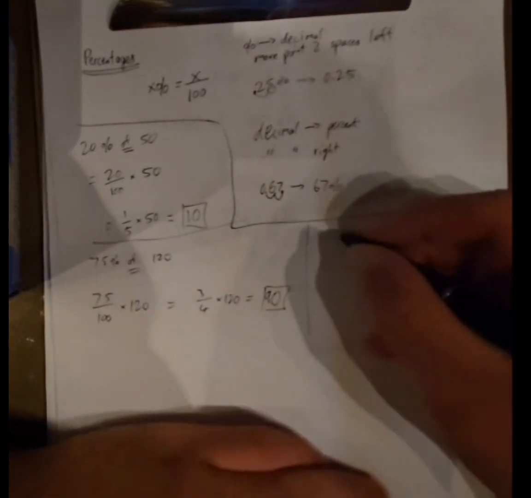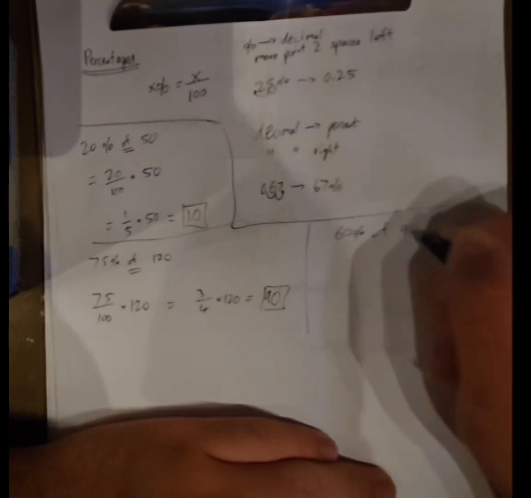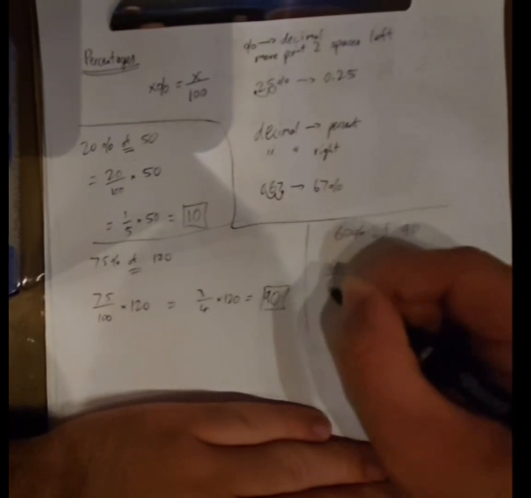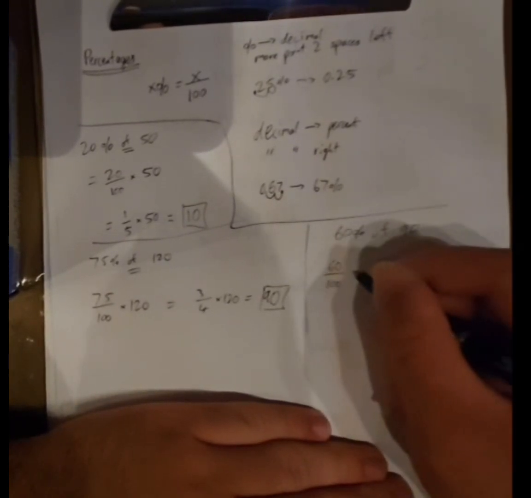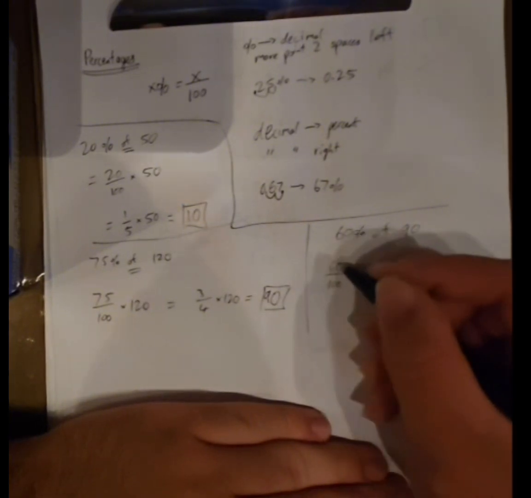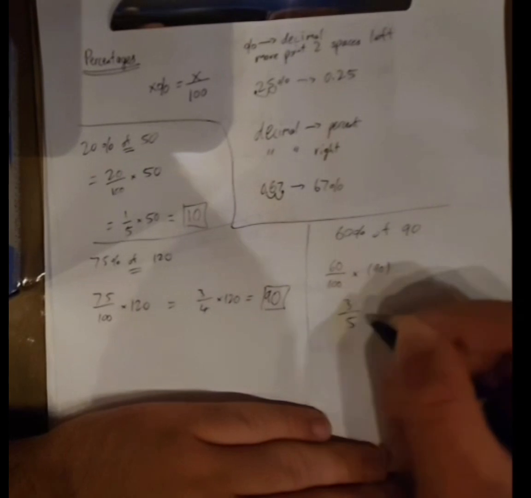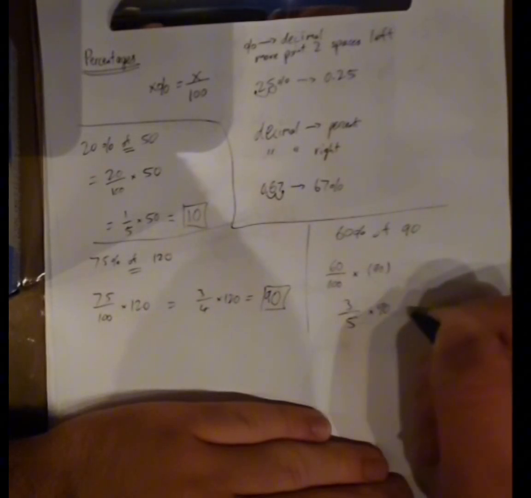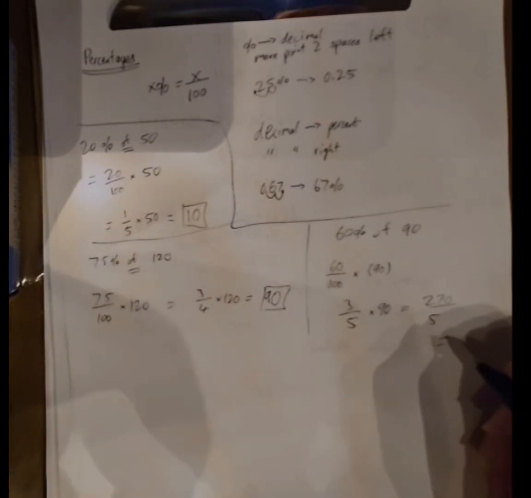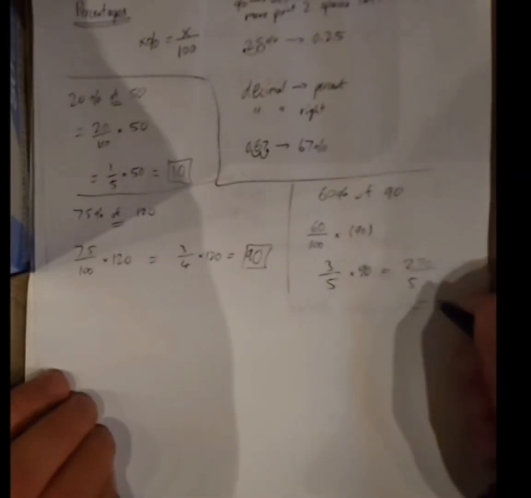Let's do one more example like this. 60% of 90. So again, 60% is code for 60 over 100. Of is code for multiplication, and we do 90. So 60 over 100, that's going to simplify to 6 over 10, which is 3 over 5. So that simplifies to 3 over 5 times 90. And if I'm not mistaken, 270 over 5, 54. That's it.